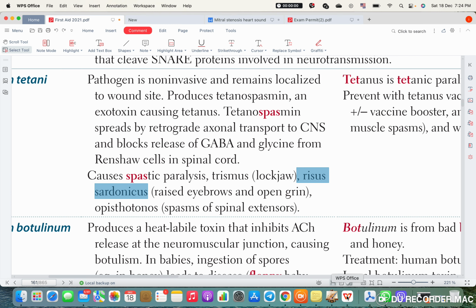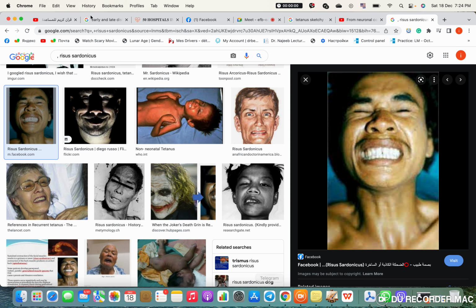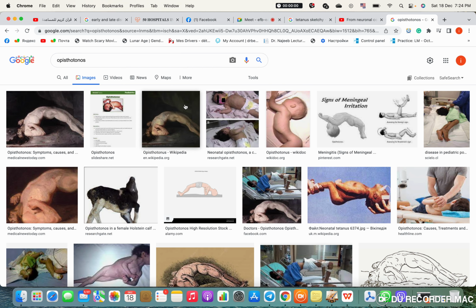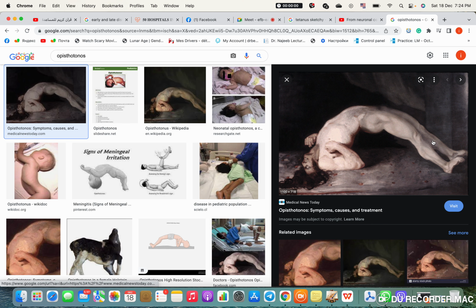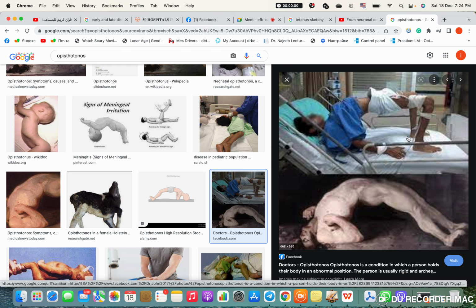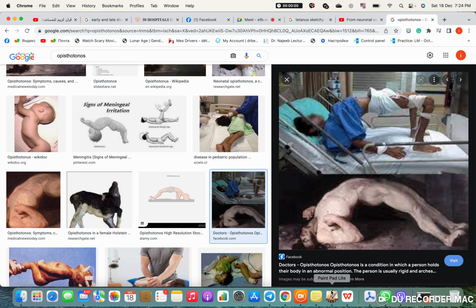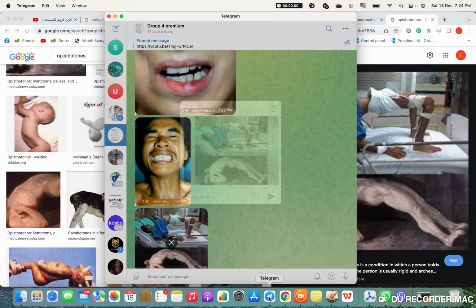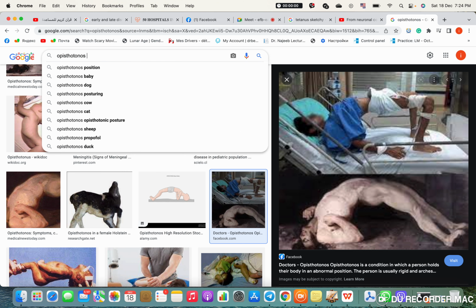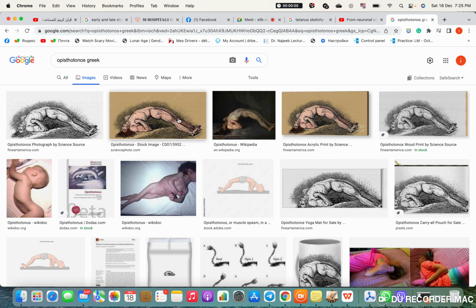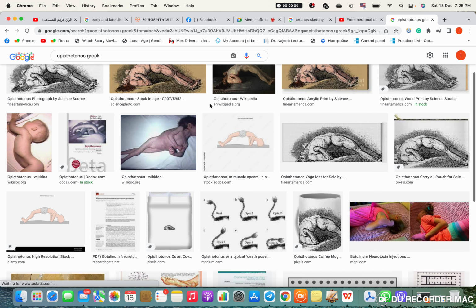So the last thing and the last symptom that we will discuss is opisthotonus. I will tell you what it is, and I will tell you why it has this weird name actually. So, it's this guy. It looks like something like this, and you can see this guy in the hospital having something like it. So back at the Greek time, they used to show something like this.